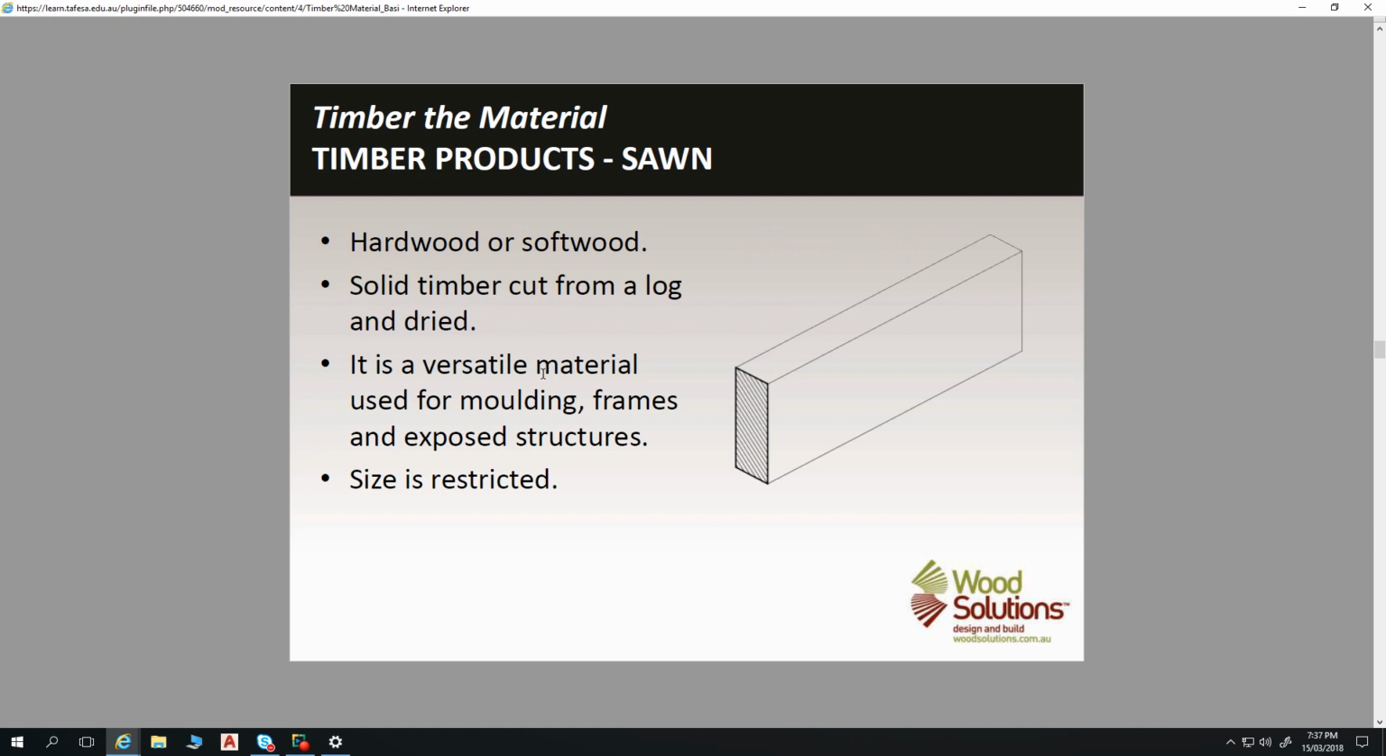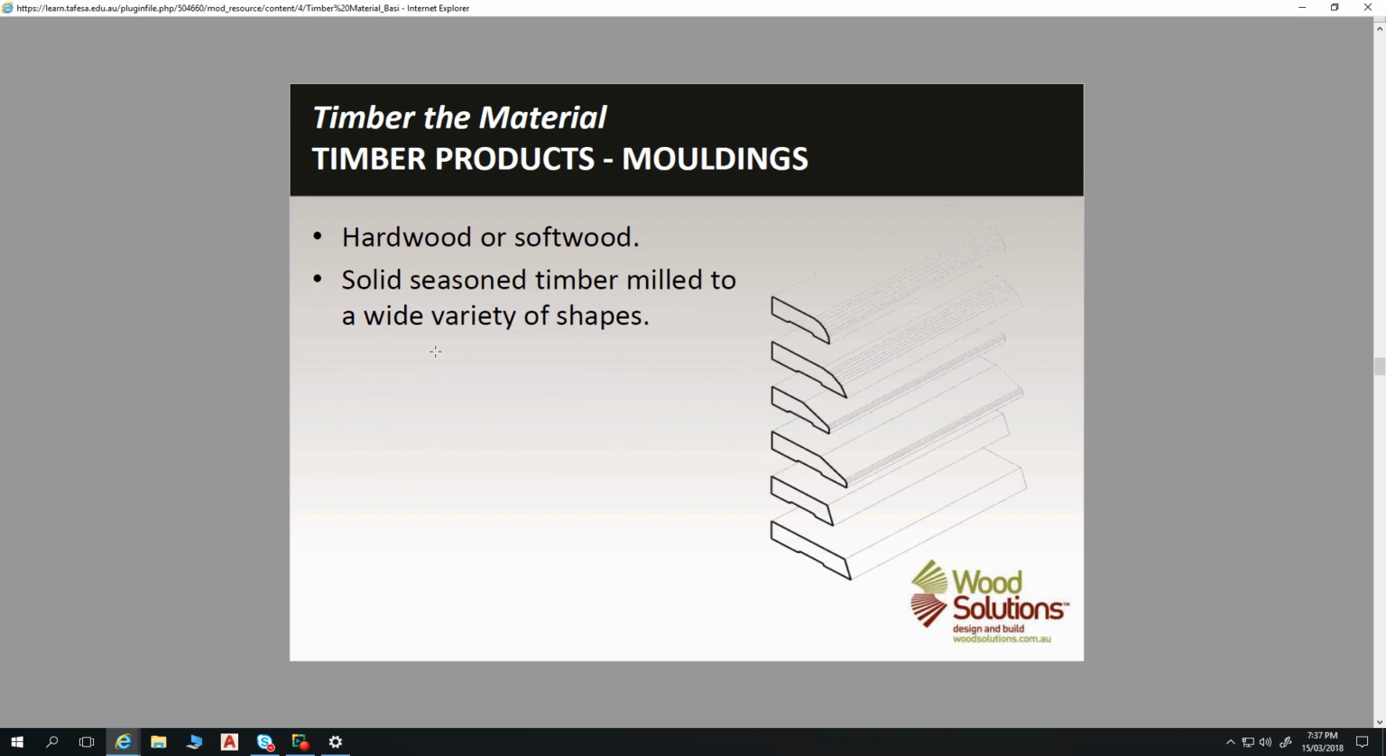Hardwood or softwood, solid timber is cut from a log and dried. It's a versatile material used for moulding, frames and exposed structure. Size is restricted for your sawn members, so you're restricted to 6 metre lengths for your softwoods. Timber products can be either hardwood or softwood, solid seasoned timber milled to a wide variety of shapes.